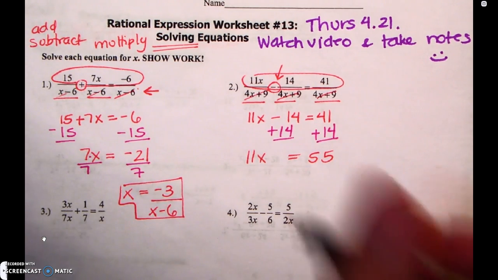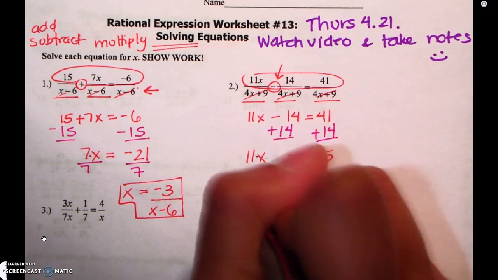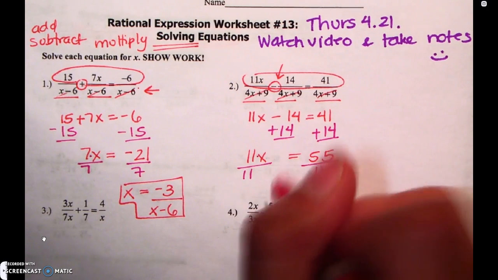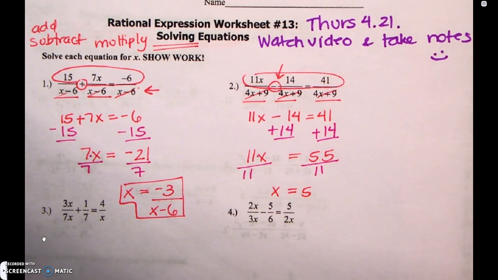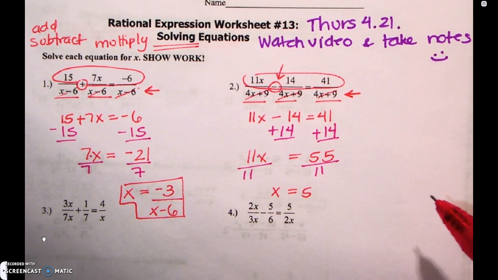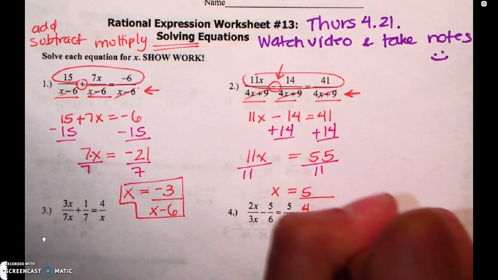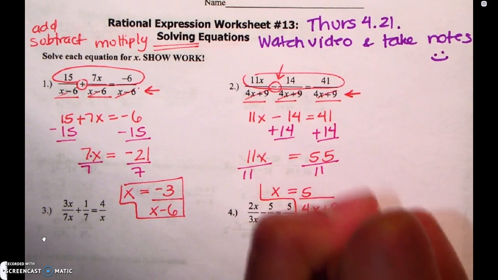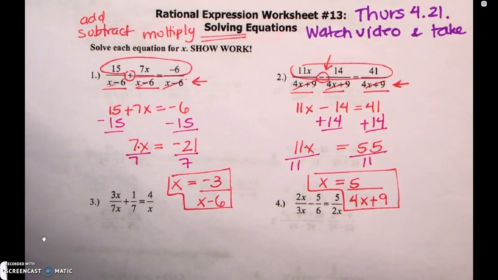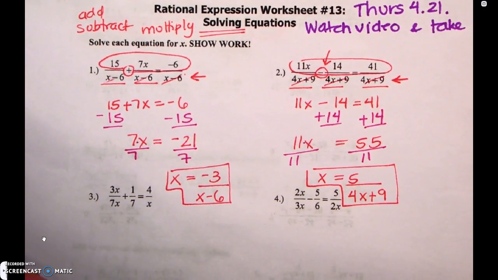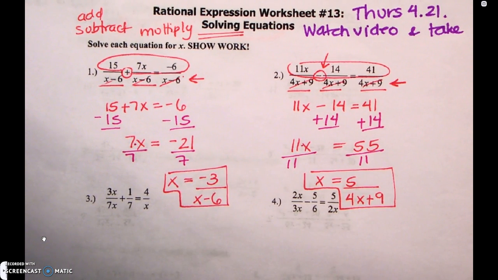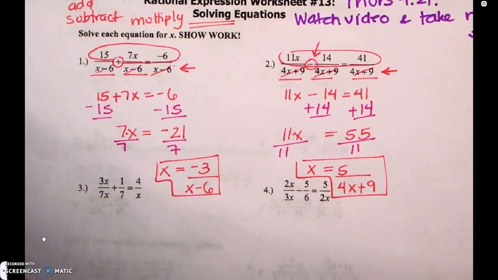And I want to get x by itself. I'm multiplying 11 times x. The opposite of multiplication is division, so you're left with x is equal to 5. And not just 5, but 5 over 4x plus 9. Okay, so this is very easy solving equations as long as they have the common denominator. If they don't have common denominators, then it gets a little bit more complicated. But not much, you can still do it.